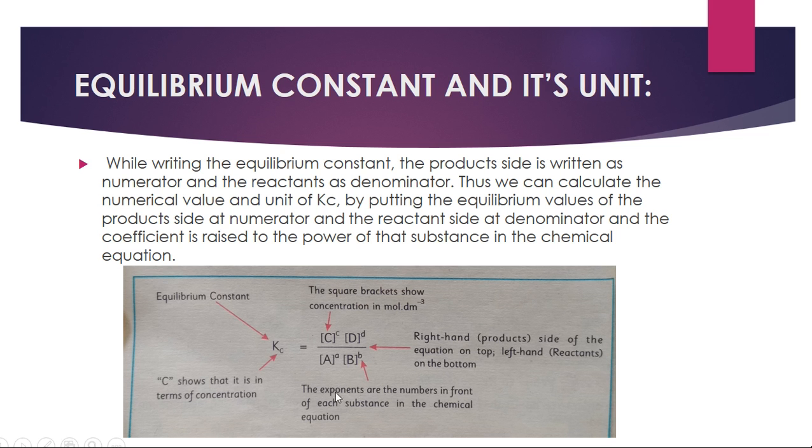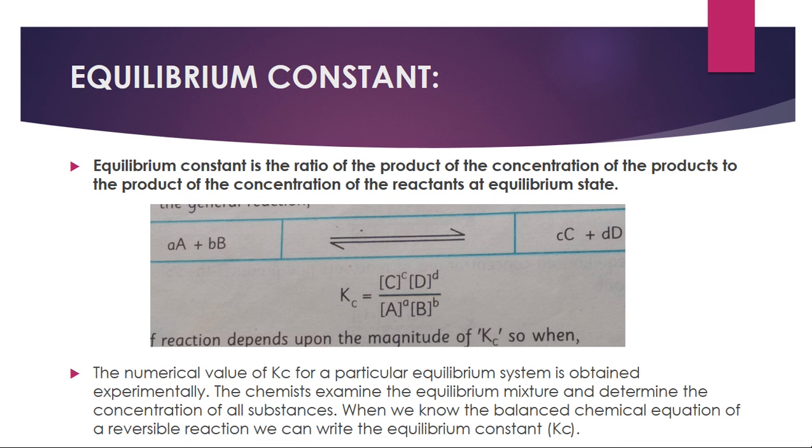The exponents are the numbers in front of each substance in the chemical equation. So these powers are actually the exponents written before each substance in a chemical equation. Again, I will show you this one. These are the coefficients. They become power then.